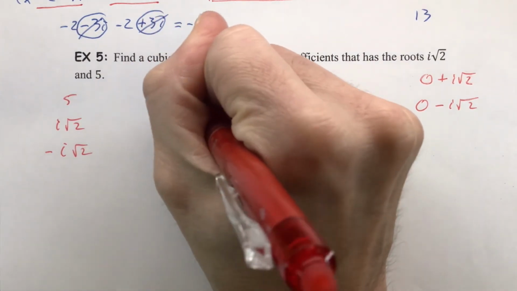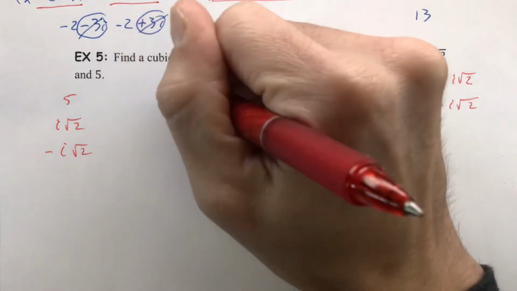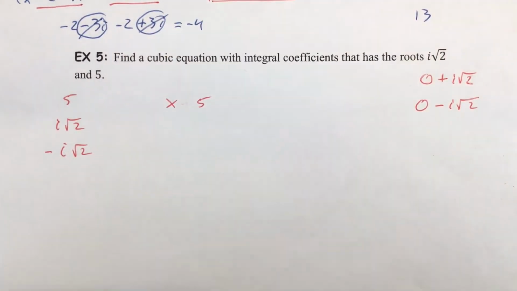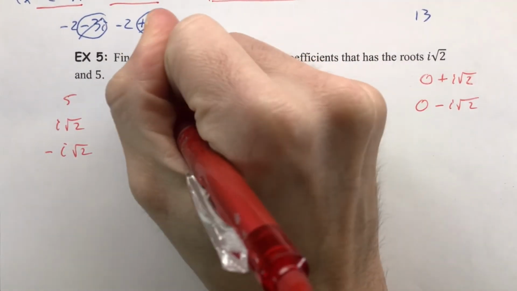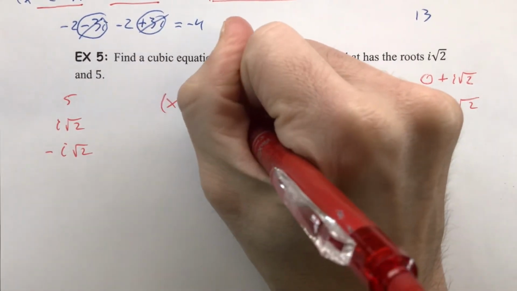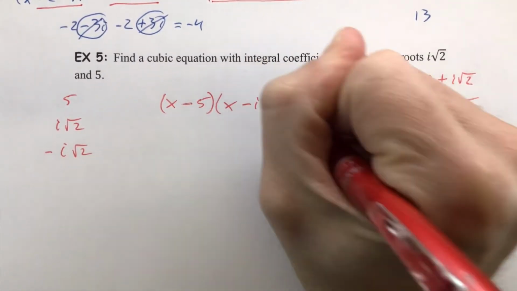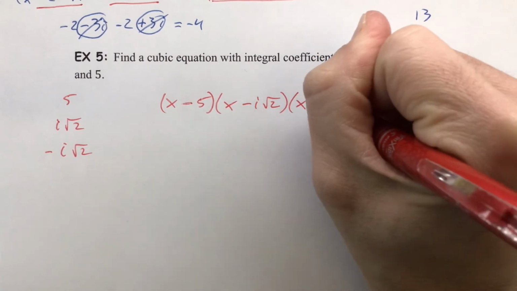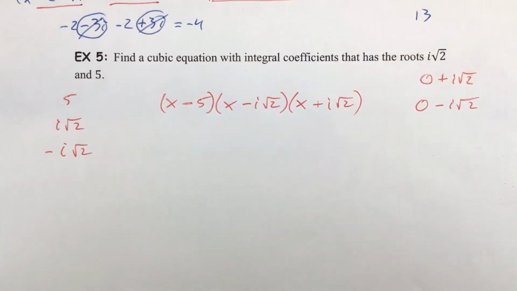We'd have x plus 5. Actually, they will be opposites. We will have x minus 5. We're going to have x minus i root 2 and x plus i root 2. And if we multiply all this together, we should see in standard form that we will have integer coefficients.